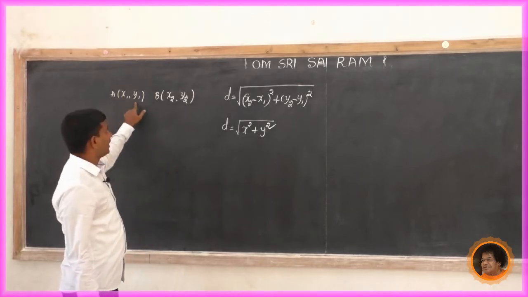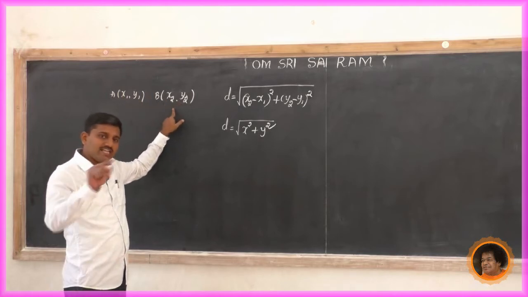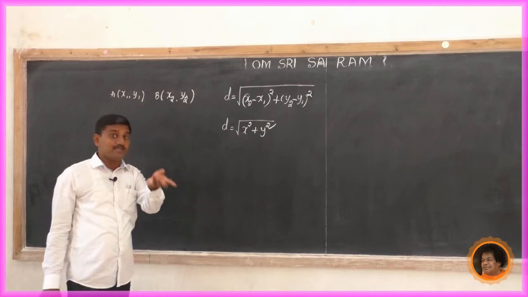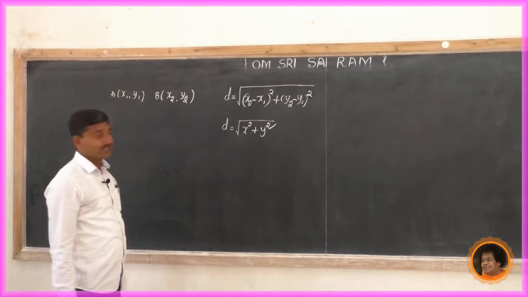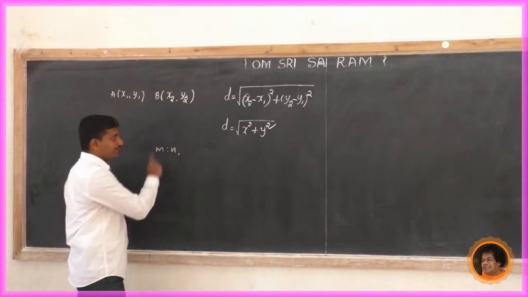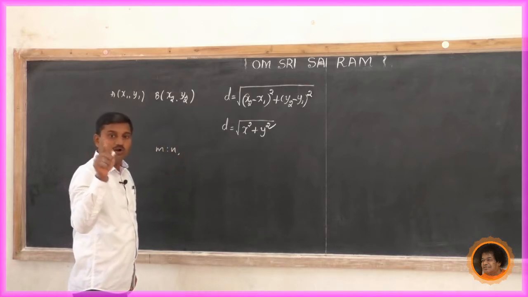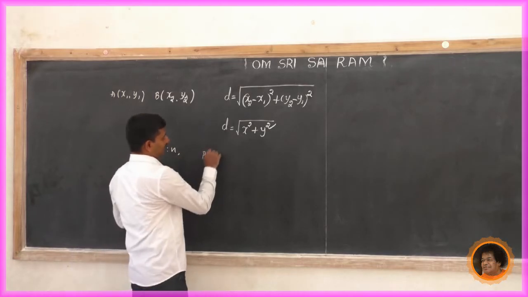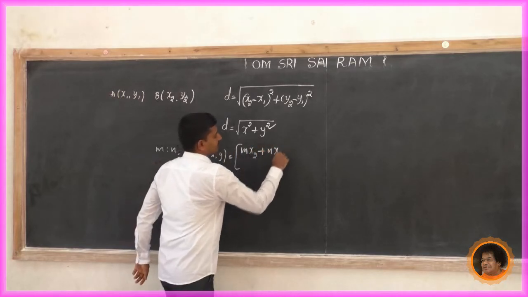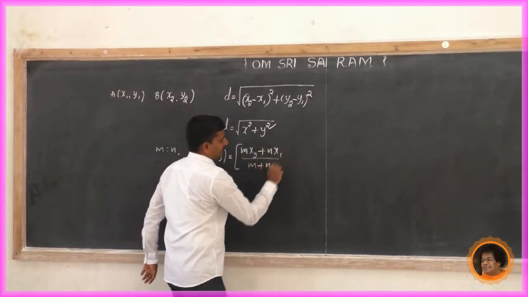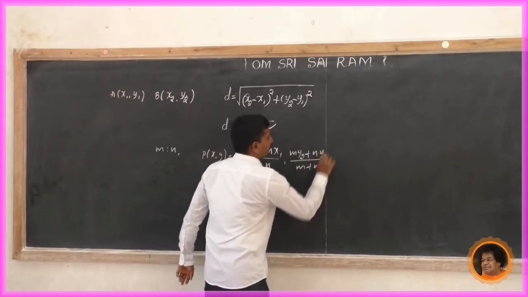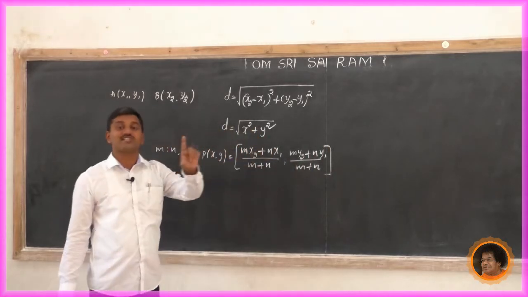Let the point A be x1, y1 and B be x2, y2. The line joining A and B is the line segment AB. The point P, with coordinates x comma y, divides AB in the ratio m is to n. So the coordinates of the point P of x comma y equal mx2 plus nx1 divided by m plus n, comma my2 plus ny1 divided by m plus n. This formula is known as the section formula.